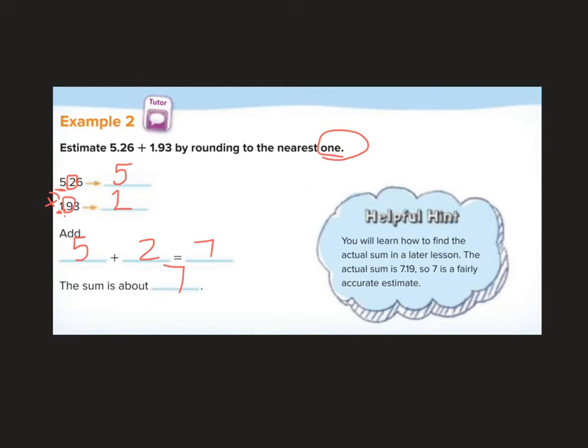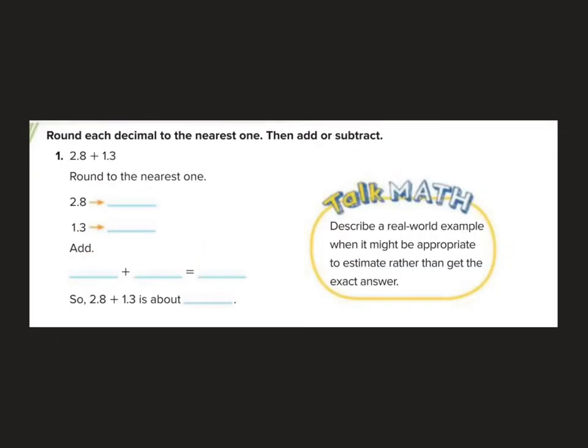Let's try another one. 2 8/10 plus 1 3/10. So it says first round, then add or subtract. So round to the nearest 1. So I'm going to underline the ones place, circle the 8. It's going to tell me round up to 3. Underline the 1, circle the 3. It's going to tell me round down to 1. 3 plus 1 is 4. That last part is a little easy, but with rounding, we need to make sure we're being careful about it. So 2 8/10 plus 1 3/10 is about 4.